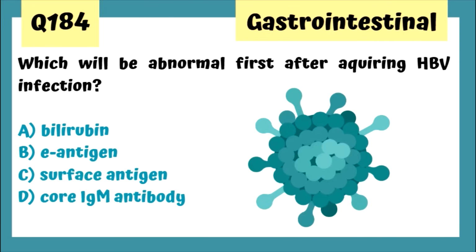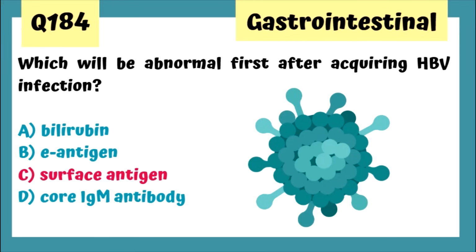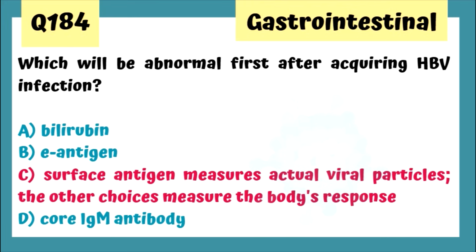Question 184, which will be abnormal first after acquiring HBV infection? So which will be abnormal first? The surface antigen, that's the first thing. It measures the actual viral particles. The other choices measure the body's response. But the surface antigen measures the actual viral particles.